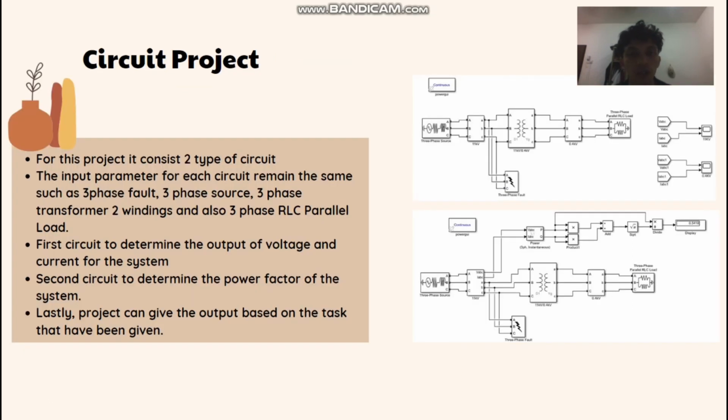For the circuit project, we prepared two types of circuit. The input parameters for each circuit remain the same, such as 3-phase source, 3-phase transformer, 2 windings, and also 3-phase RLC parallel load. As we can see, the first circuit is to determine the output voltage and current for the system, and the below circuit is to determine the power factor of the system. And lastly, for this project, we can give the output based on the tasks that have been given.